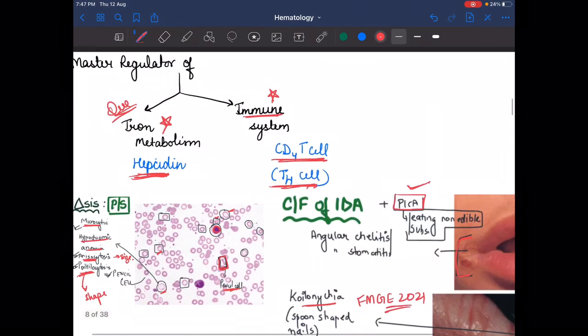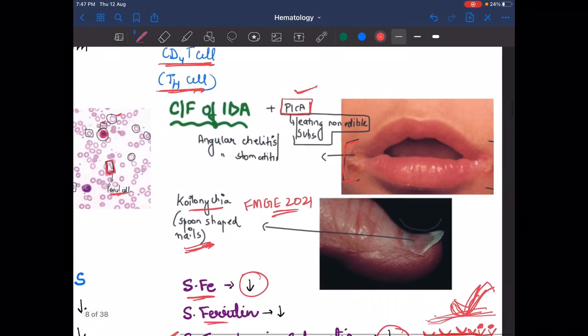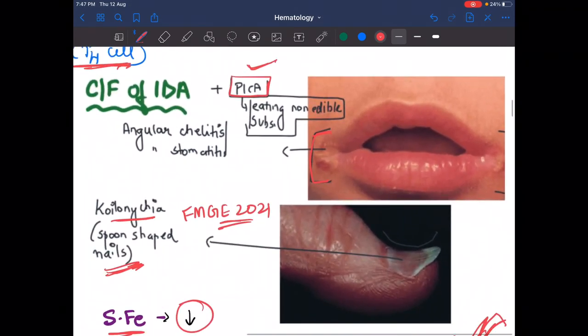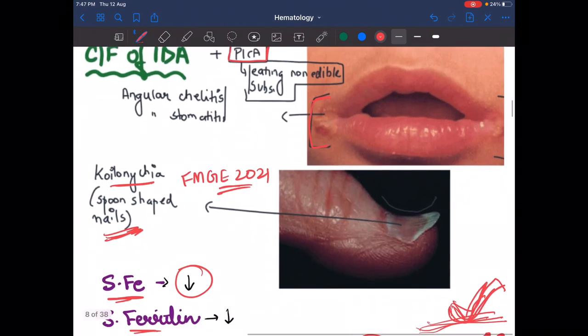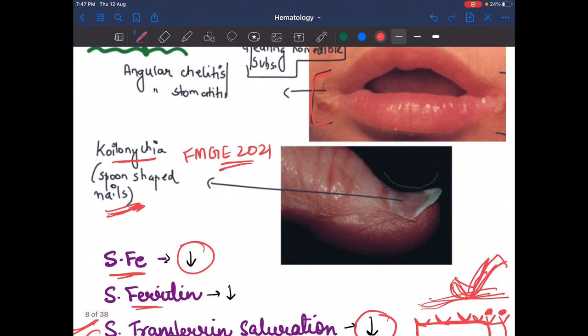Now what were the clinical features we find in iron deficiency anemia? First is cheilitis or angular cheilitis, meaning at the angle of the mouth we find cheilitis. Then cheilitis and stomatitis. The person also has the habit of eating non-edible substances, known as pica. And the person's nails look spoon shaped, which is known as koilonychia.